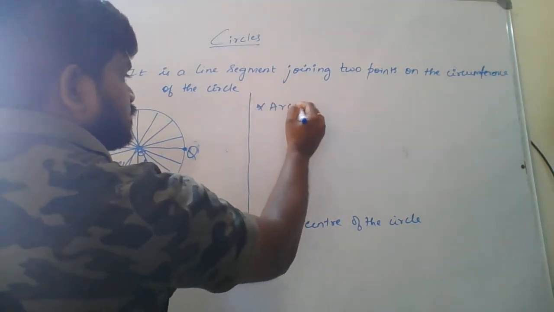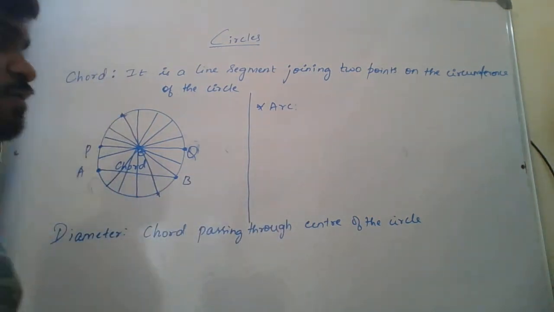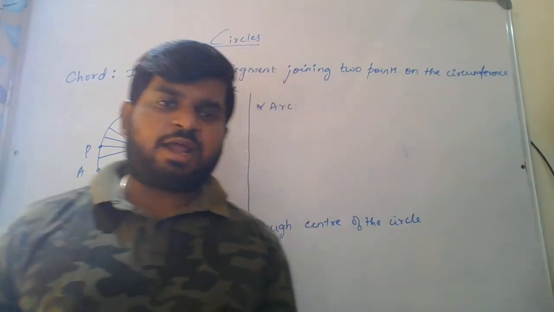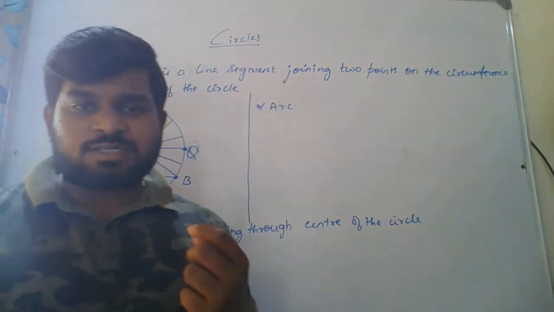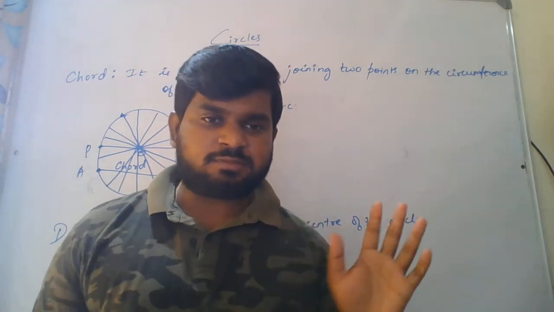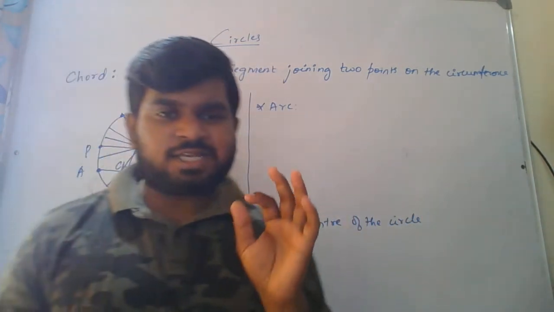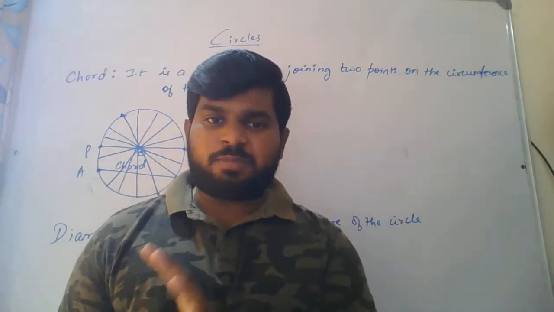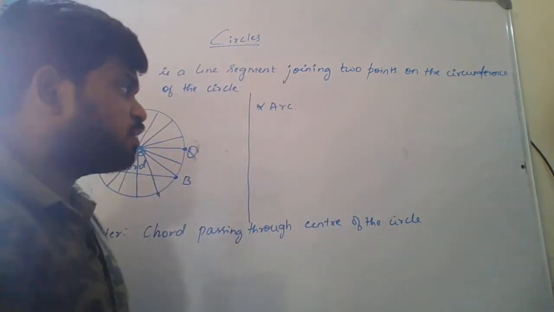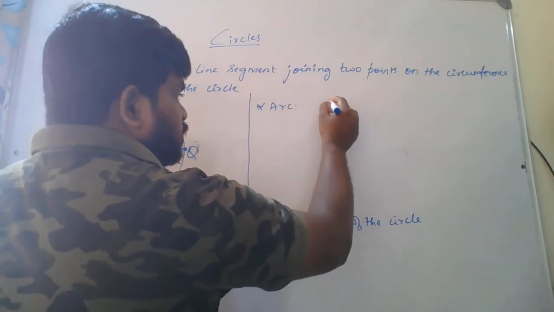Arc of the circle. Now, what is arc of a circle? You would have already heard this, right? Now, what is arc? It is simply a small part of the circle. That's it. It is just a part of the circle. It's not the complete circle. It doesn't form a circle. It is just a part of a circle. For example, just observe.